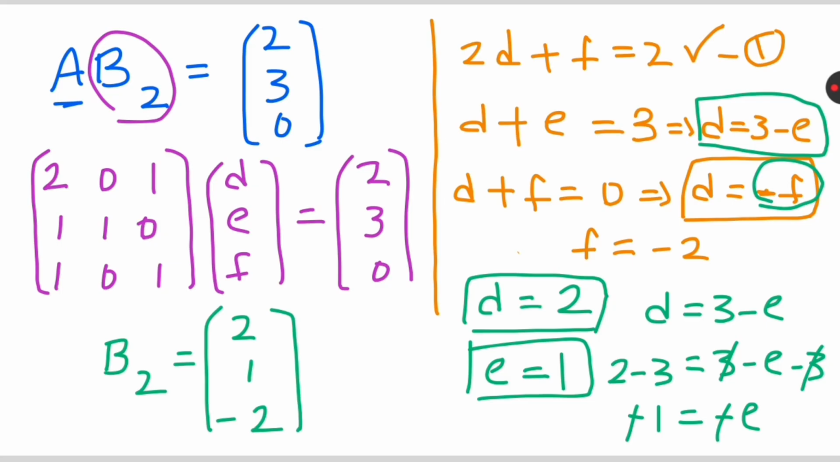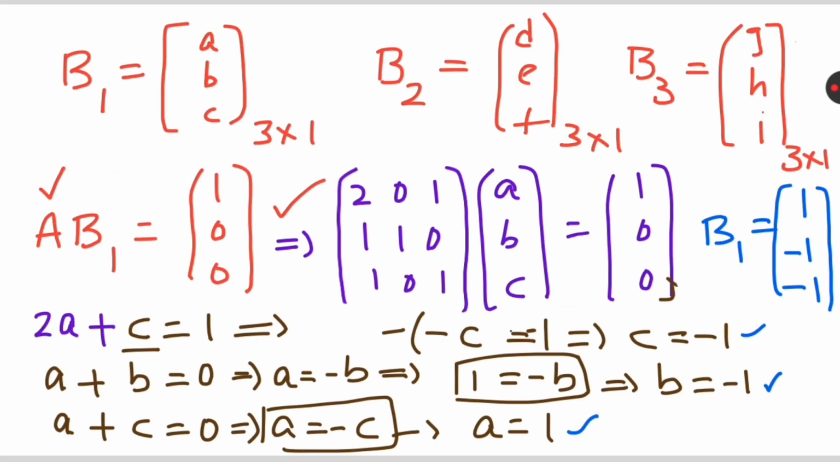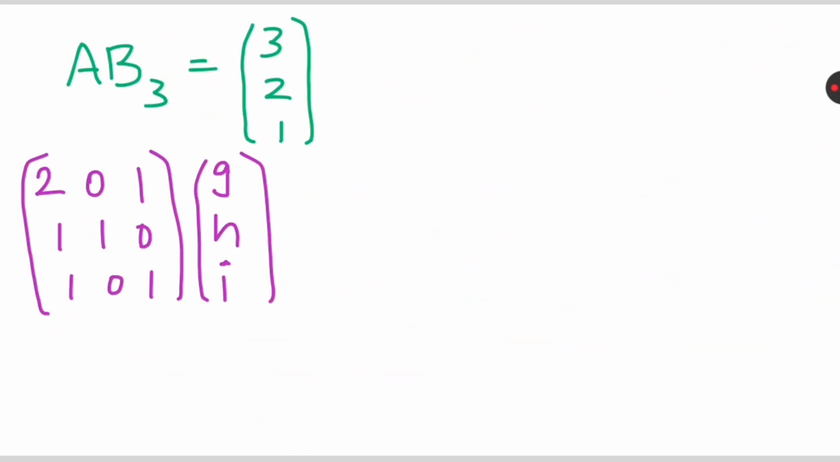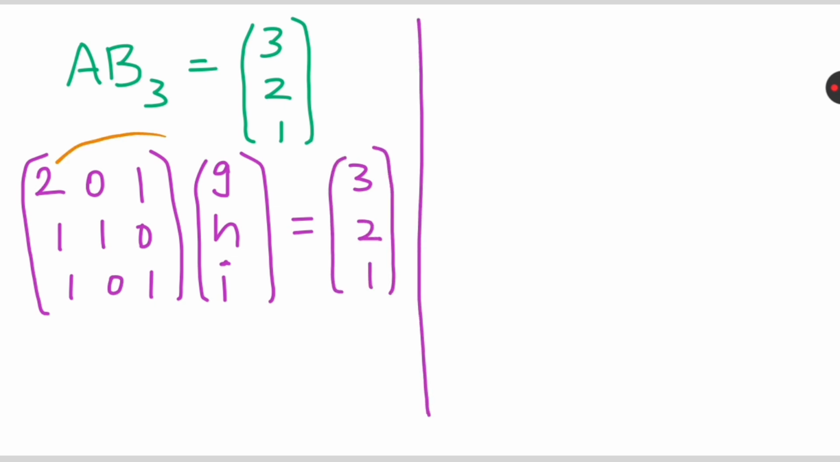Now let's find out the B3, a 3 by 1 matrix, which is G, H, I, that is equal to 3, 2, 1. Now let's multiply. 2 times G, which is 2G, plus 0 times H, which is 0, plus 1 times I, which is I, that is equal to 3.